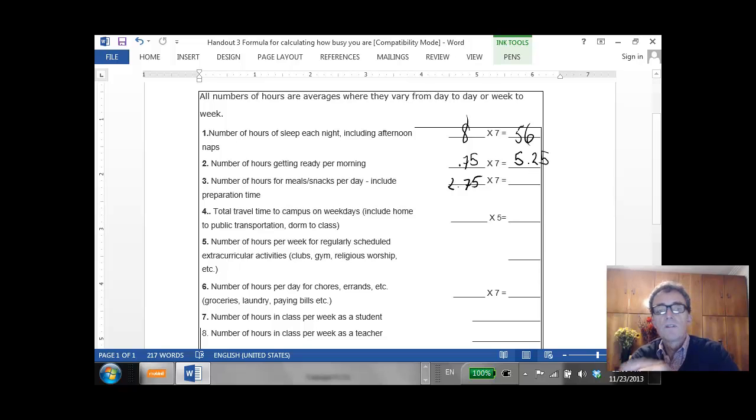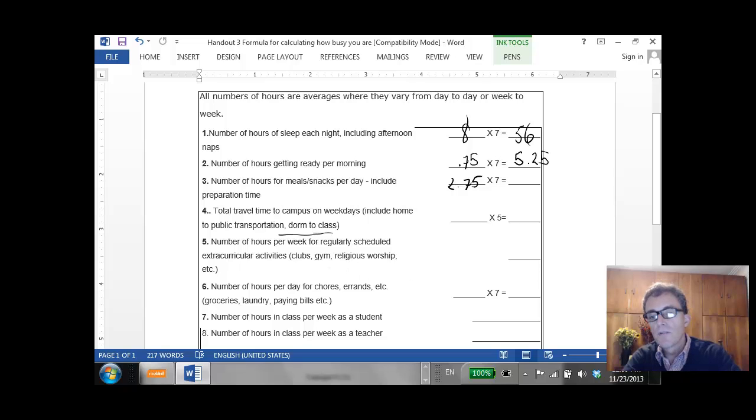The total travel time to campus on weekdays, including home, or dorm, to class. Now, if you live on campus, this is probably very low. If you commute from outside of campus to campus, it might be more. The number of hours per week for regularly scheduled extracurricular activities, club, gym, religious worship, etc.